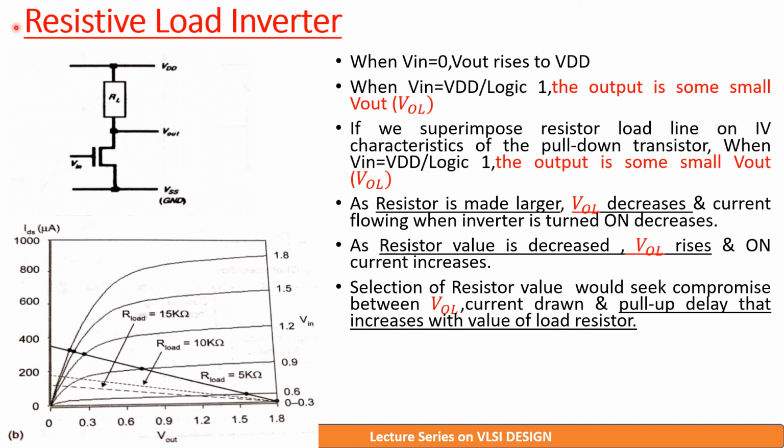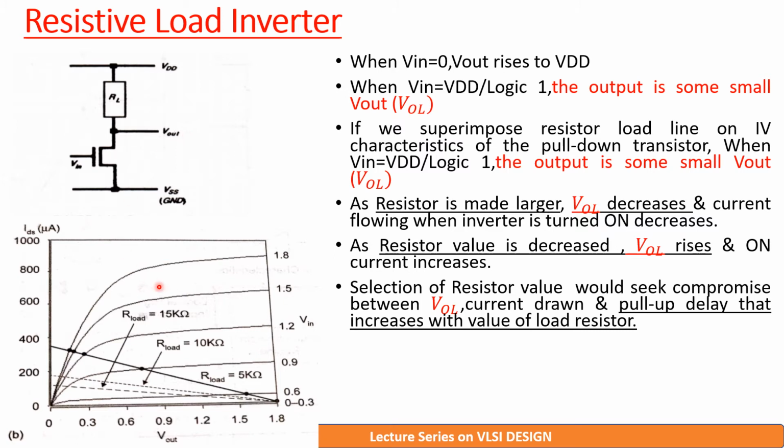So coming to the first configuration of inverter, that is resistive load inverter. As discussed in the previous slide, when input is 0, pull down section is off, pull up section is on, and Vout rises to VDD through resistor. When Vin is logic 1, both pull up and pull down sections are on, hence the output is small Vout, which we refer to as VOL.